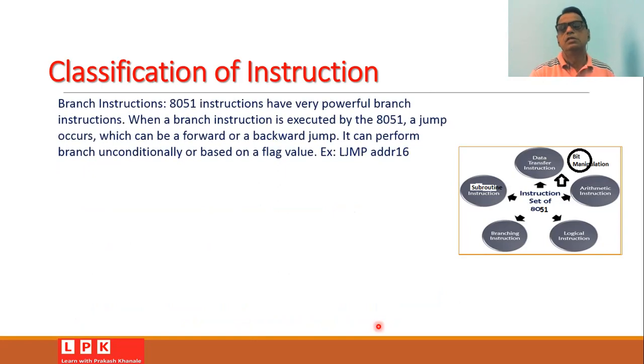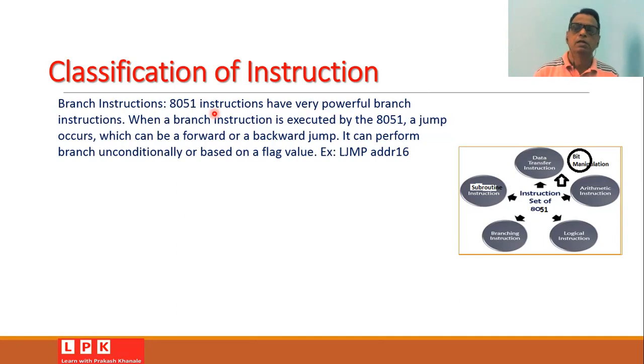Then there are instructions called the branch instructions. The 8051 has very powerful branch instructions. Whenever we want to jump from one instruction to another instruction, that is called a branch instruction. Otherwise, the instructions in an assembly language program are executed sequentially, but many times we need such jumping, particularly when we want to make a decision. Jumping can be in the forward direction, or in the backward direction also.